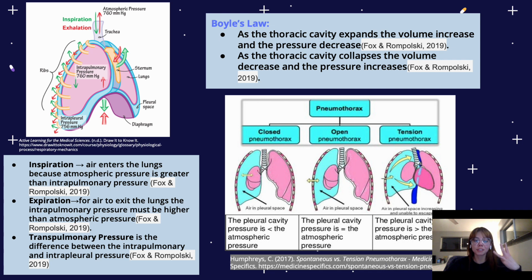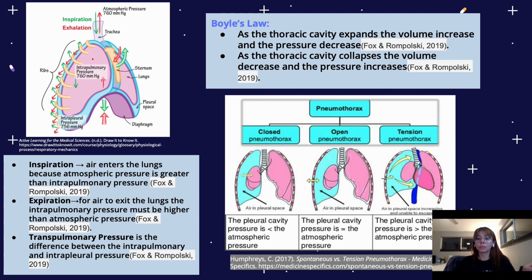So first, there are three different types of pressure when we're talking about ventilation. There's intrapulmonary, which is right here inside the lungs, or in the alveoli really. Then there's intrapleural pressure, which is in that potential space cavity we're talking about. And then there's atmospheric pressure. So intrapulmonary pressure, the pressure in the alveoli, is always greater than the intrapleural pressure in that space.